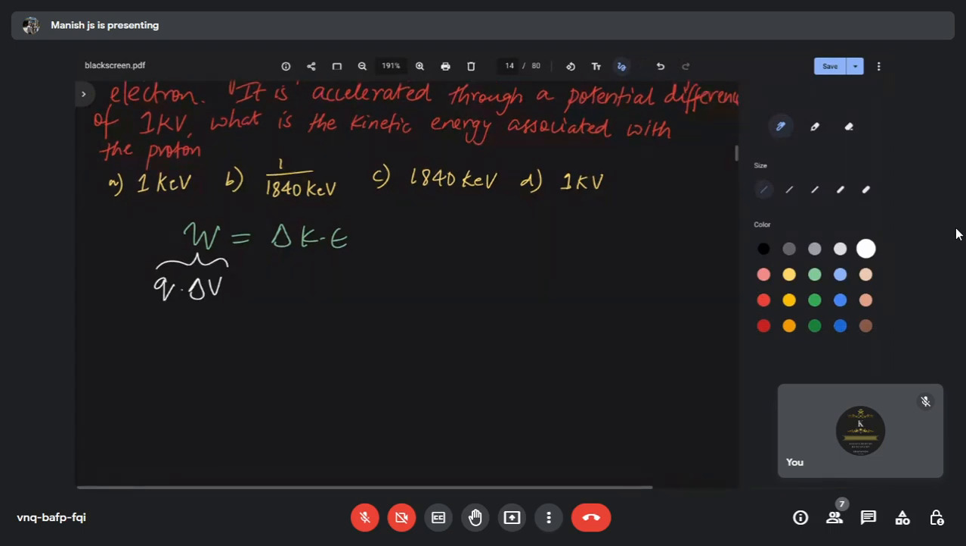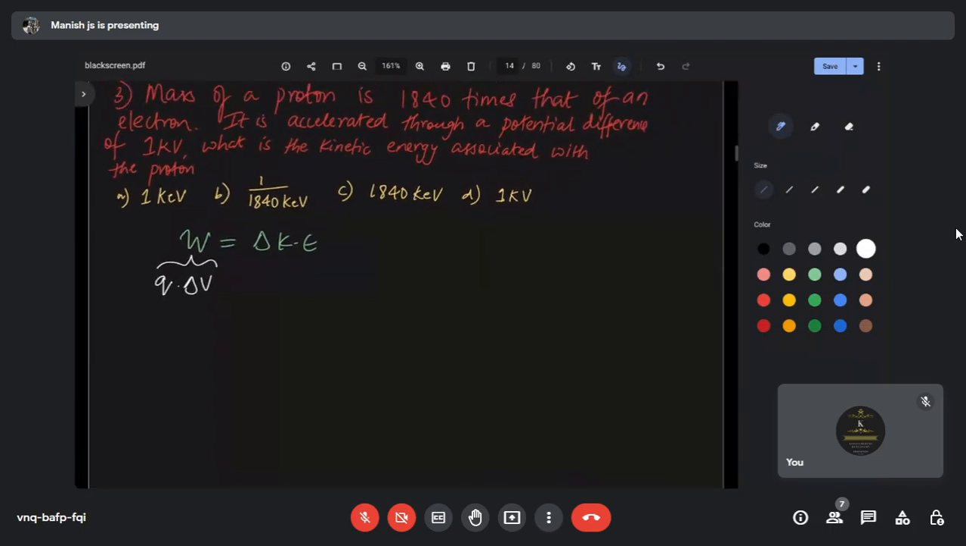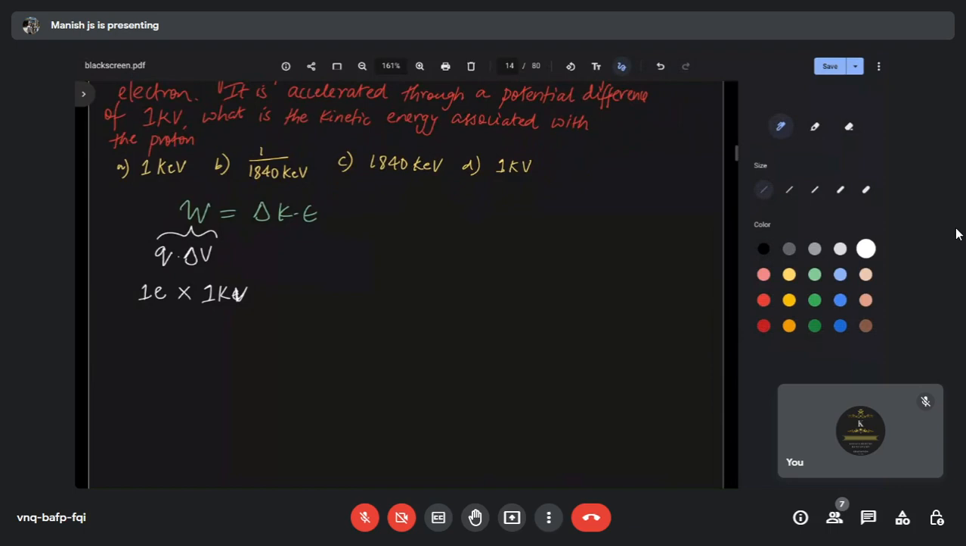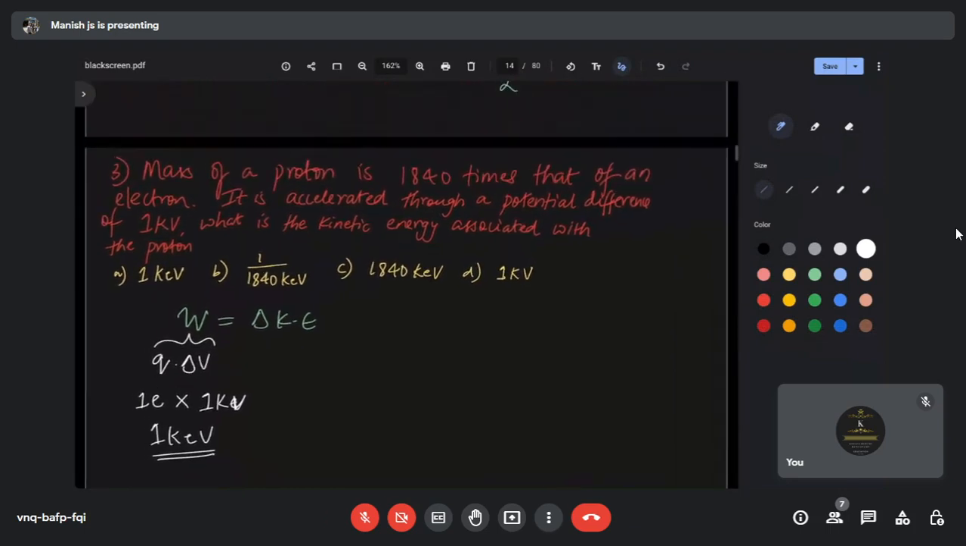So we use that concept, product of charge and potential difference. Okay. So now what is the charge here associated by an electron? Yes, so just an electron we are talking about. So it's 1 electron times the potential difference, which is already given in the question as kilovolt. So 1 electron times kilovolt, which is 1 kilo electron volt. So the answer is 1 kilo electron volt, which is option A.